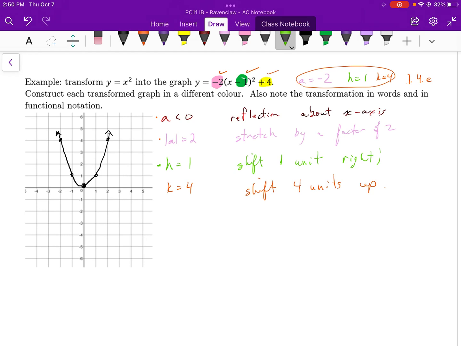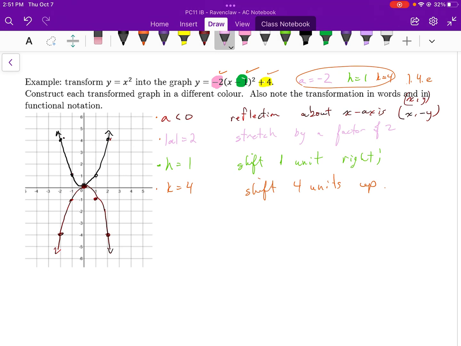Since h was 1, we're going to shift 1 unit right. Since k is 4, we're going to shift 4 units up. I'm going to start each question simply by starting off with (x, y), and I'm going to change point (x, y), which is on y = x², if I reflect it. If I reflect point (x, y), it turns into (x, -y). I do find point notation really helpful when I'm transforming functions. So every point on my previous example, I reflect over the x-axis. Point (x, y) maps into point (x, -y).